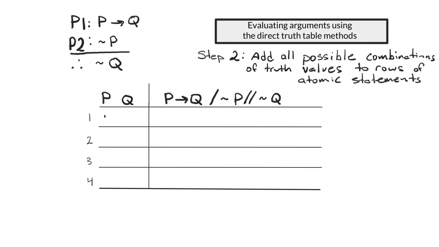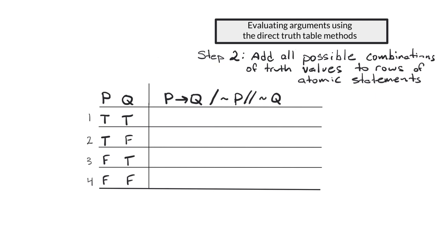I like to go where row one is where they're both true. The next row, P is true and Q is false. Then P is false, Q is true. And then we've got to have the combination where they're both false. Okay, since we have the stacked argument placed horizontally, we can get rid of that. And then we move on to step three, add all possible combinations of truth values to the statements of the argument.